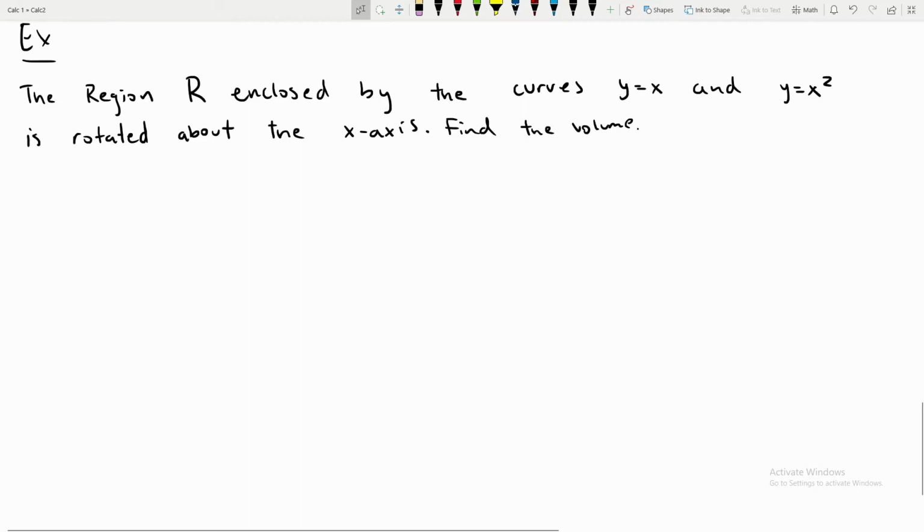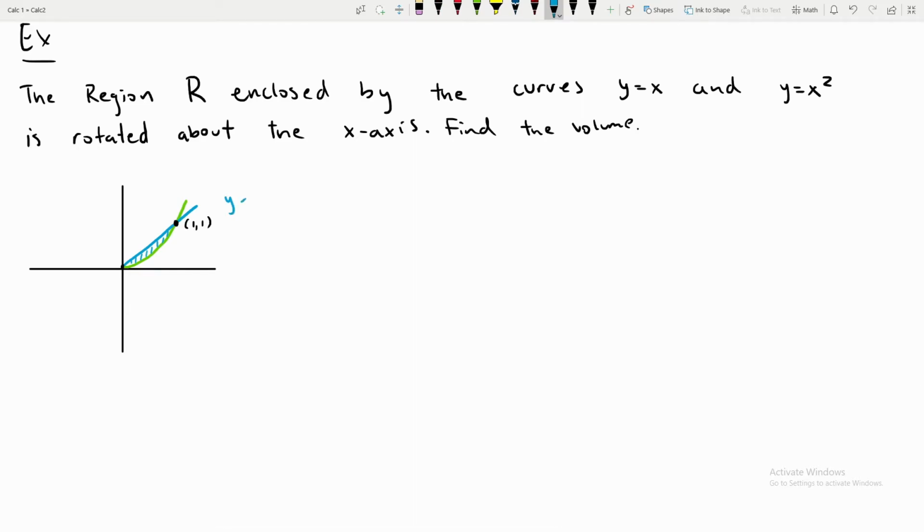On to the third example. The question asks us: the region R enclosed by the curves y equals x and y equals x squared is rotated about the x-axis. Find the volume. Like usual, we are going to start off with a 2D sketch of both of these functions. There we go, I have sketched both of these functions.